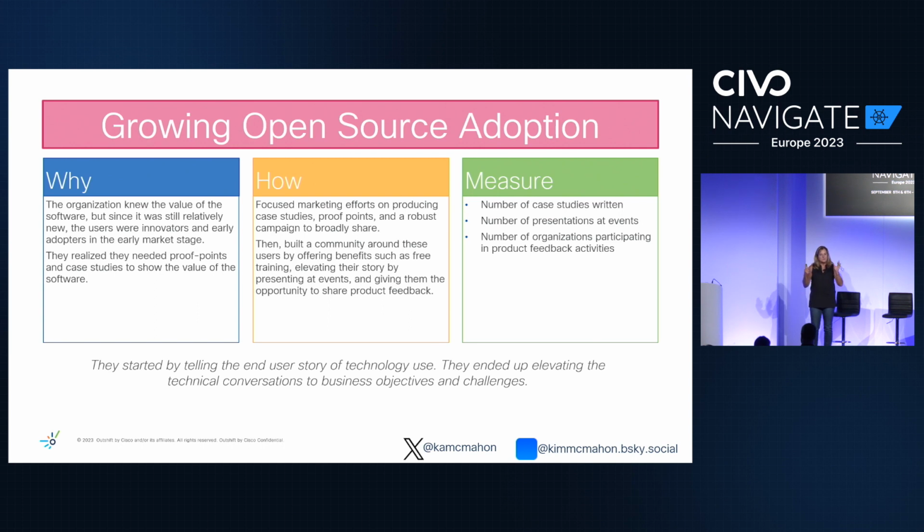So the measure here was, again, simple. It was the number of case studies written, the number of times that they were presenting this at events, and the number of organizations that were participating in the product feedback. So they were trying to cross the chasm with the technology, and they focused on what they needed with the community to do that.